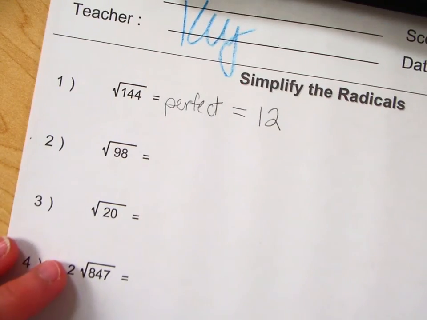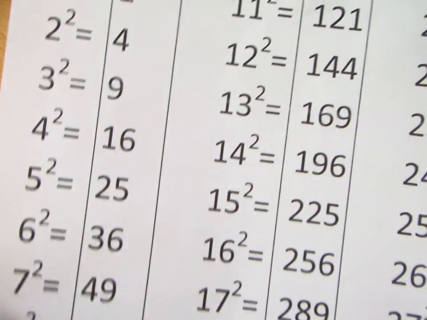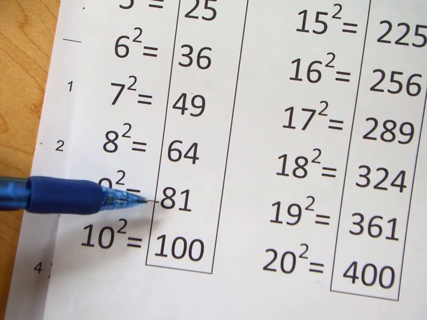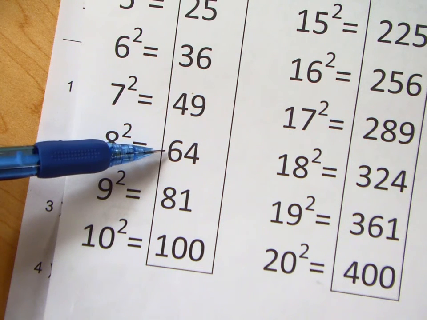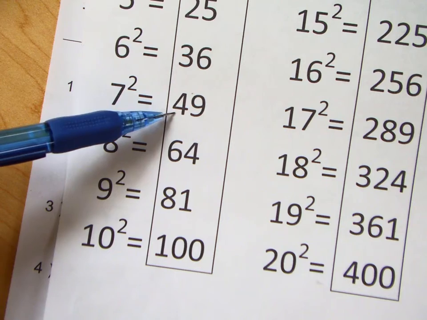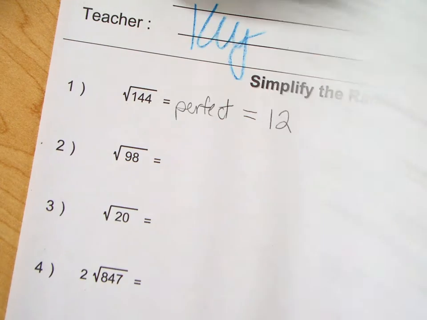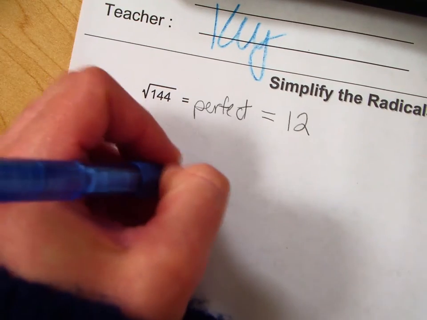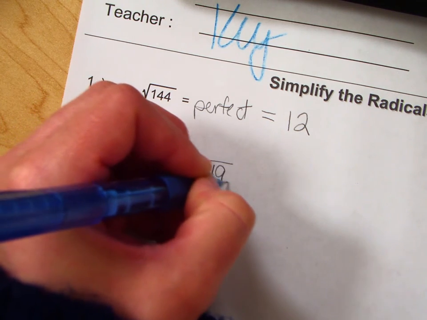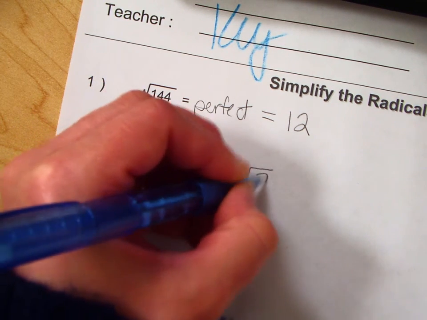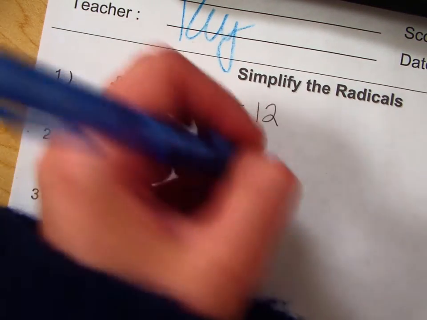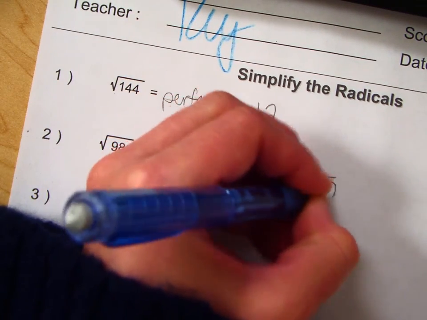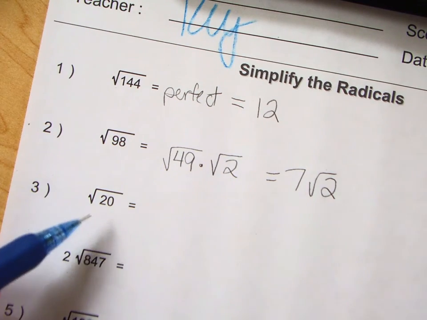98, however, is not perfect, so you need to go to this list and figure out what number on this list goes into 98. If you remember from your studies, you would start at 81. You would do 98 divided by 81 and get a decimal. 98 divided by 64, you get a decimal. 98 divided by 49 would work, and 98 divided by 49 is 2. So you do the square root of 49 times the square root of 2, like that. You can write them separately or you can write it under one radical. So the square root of 49 is perfect, so it becomes 7, and the square root of 2 just attaches behind it. Now we have the square root of 20.